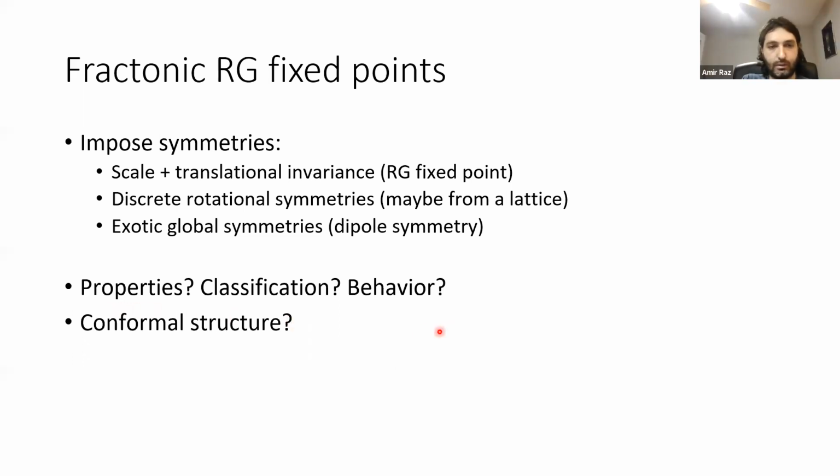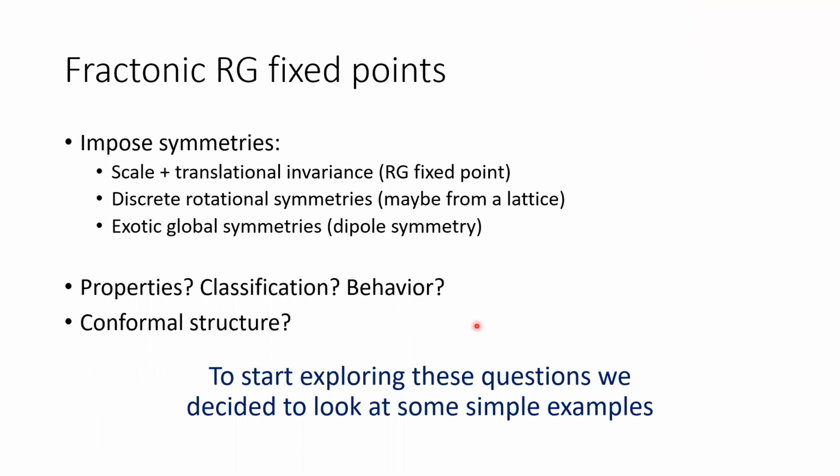And so really we went to start exploring this question of whether they have some conformal structure by looking at some simple examples of quantum field theories of fractonic RG fixed points, and seeing if they have some emergent conformal structure, and if we can describe it in some useful way.